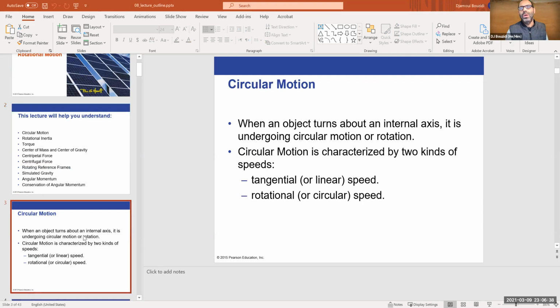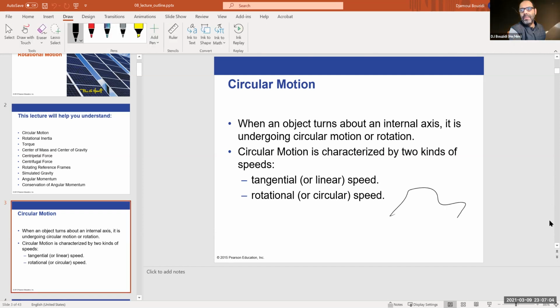So again, when an object turns about an internal axis, so you really need an axis of rotation, okay? It is undergoing a circular motion or rotation. Circular motion is characterized by two kinds of speeds, tangential speed and rotational speed, or in this case, sometimes called angular velocity, okay? So basically, this is what we're talking about.